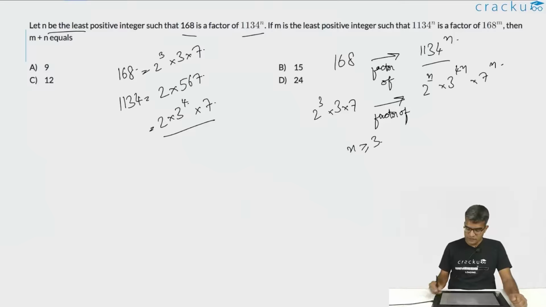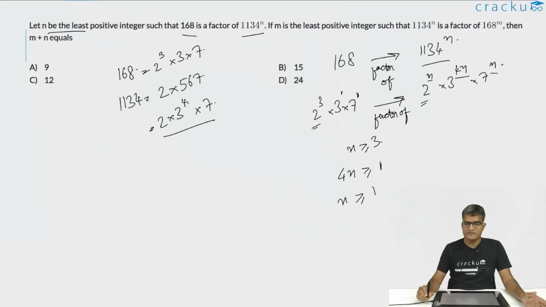This is the power of 2. 4n is greater than or equal to 1. And n is greater than or equal to 1. All 3 of them have to match. All 3 of them have to be satisfied. That is, the power of 2 in the factor has to be less than or equal to the power of the factor in the multiple.